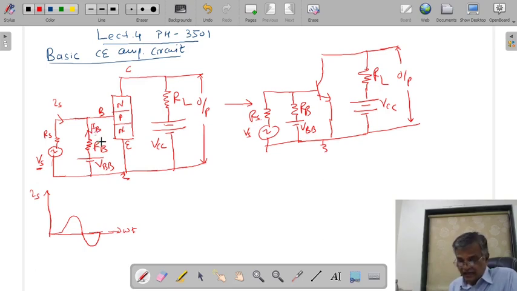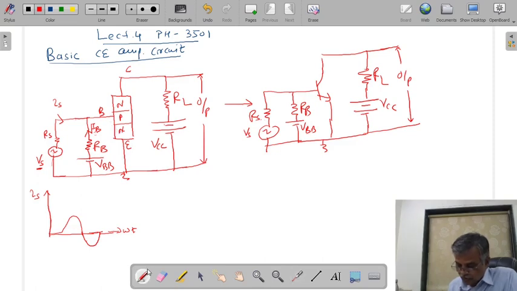RB is called the bias resistor, which provides the necessary value of the base current to operate the transistor at the middle point of the load line. You have studied the load line in the BSc. So RB is your base bias resistor, which provides the necessary value of the base current IB to keep your operating point at the middle point of the load line.